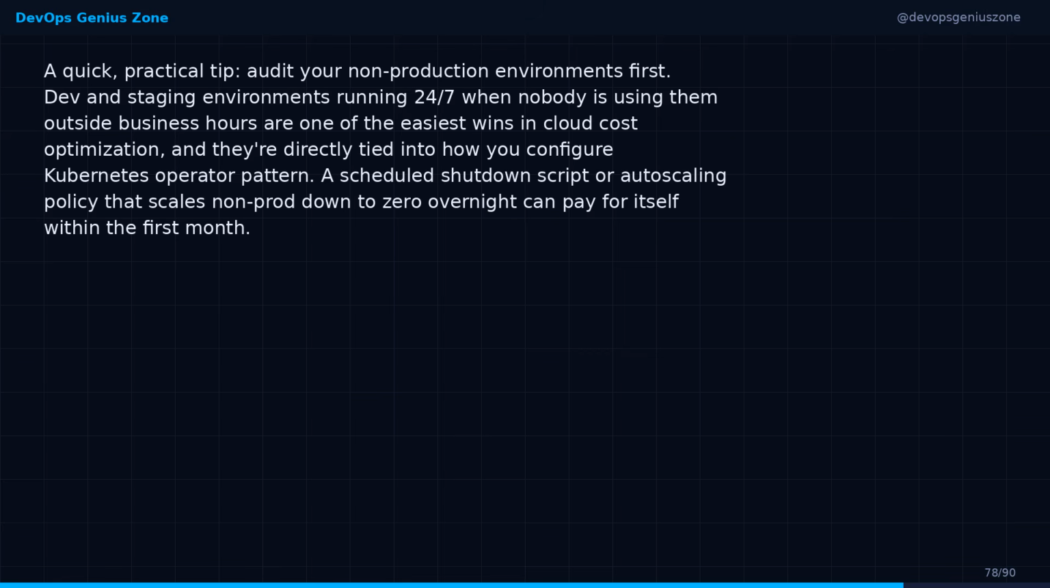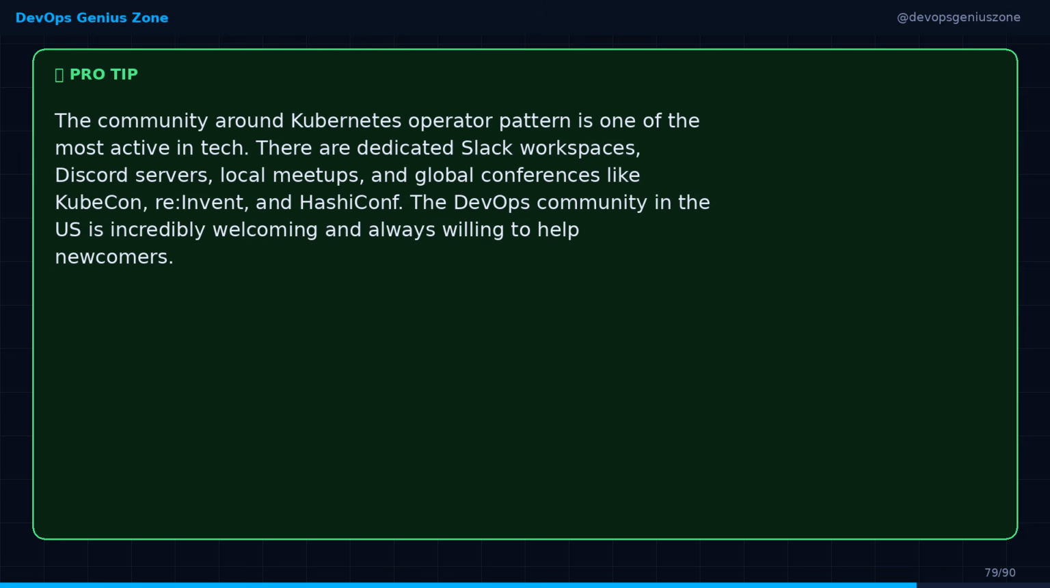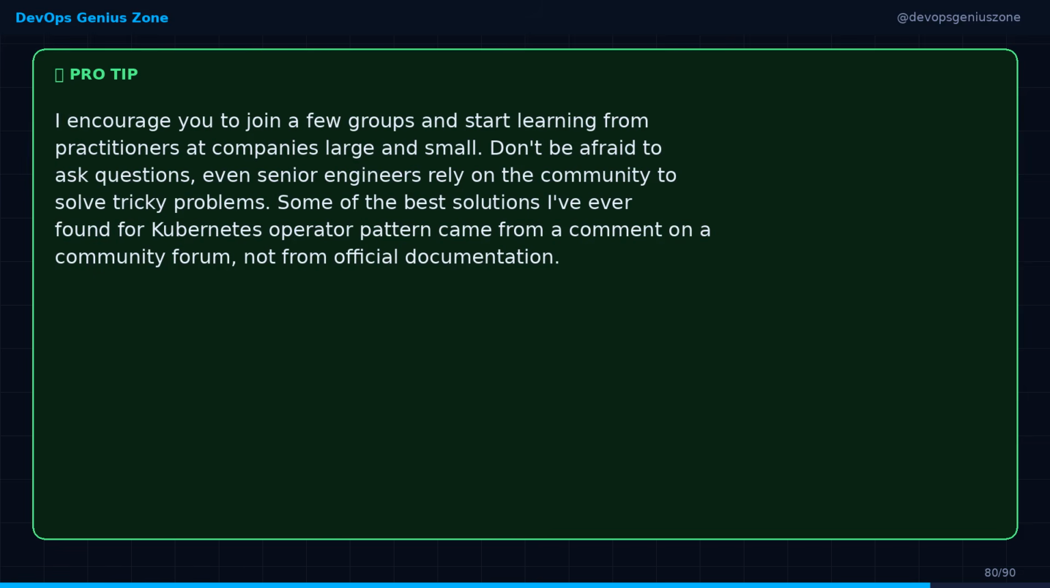A quick, practical tip: audit your non-production environments. First, dev and staging environments running 24/7 when nobody is using them outside business hours are one of the easiest wins in cloud cost optimization, and they're directly tied into how you configure Kubernetes Operator Pattern. A scheduled shutdown script or autoscaling policy that scales non-prod down to zero overnight can pay for itself within the first month.